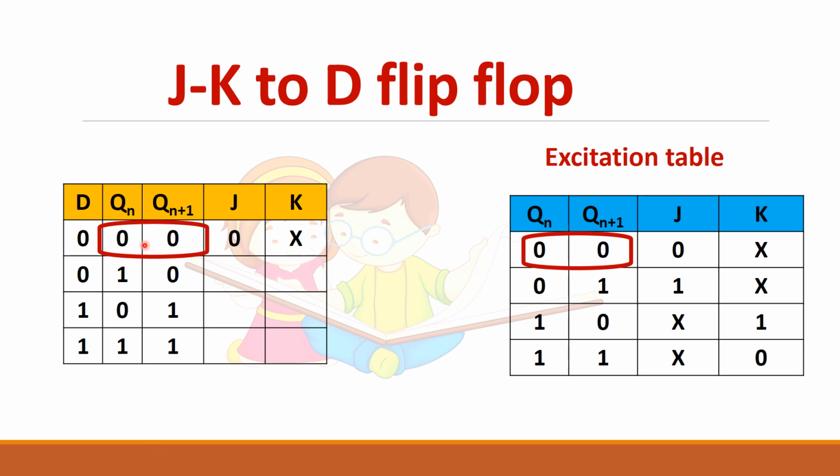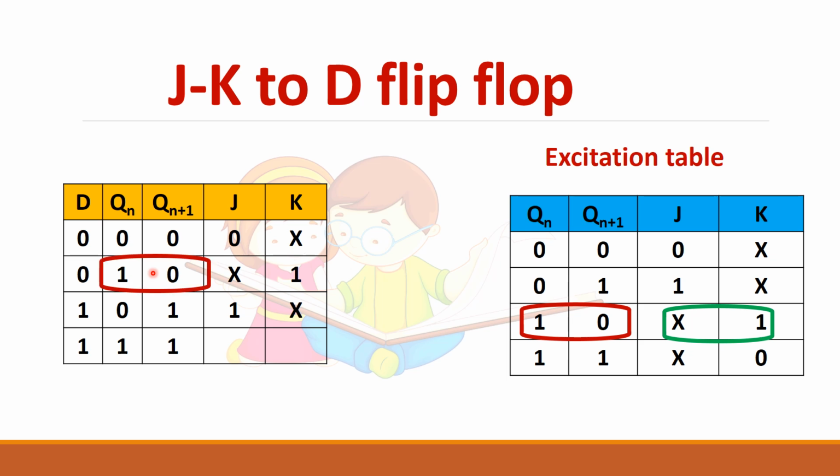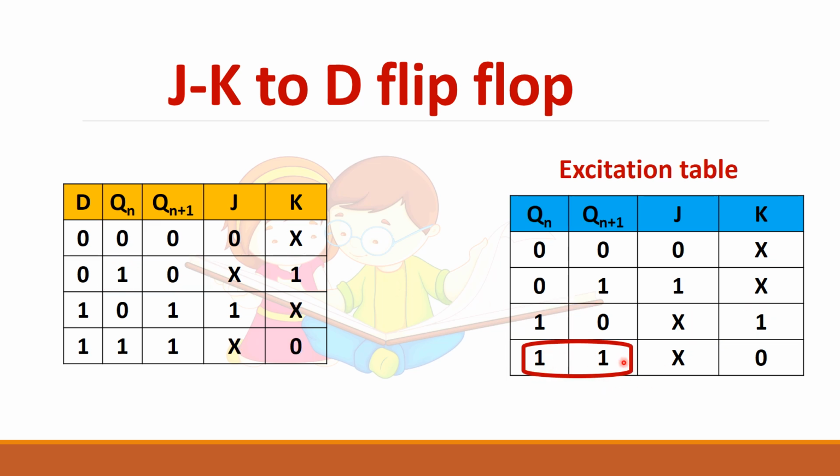Similarly, you have to do for each case. Next case what we have is 0 1. You find 0 1 here and mark what is written here, 1x. So mark 1x here. Next we have 1 0. Find 1 0 here and mark this value x and 1 here. Next 1 1. You find 1 1 here and mark this value x0 here. So we have completed a truth table.